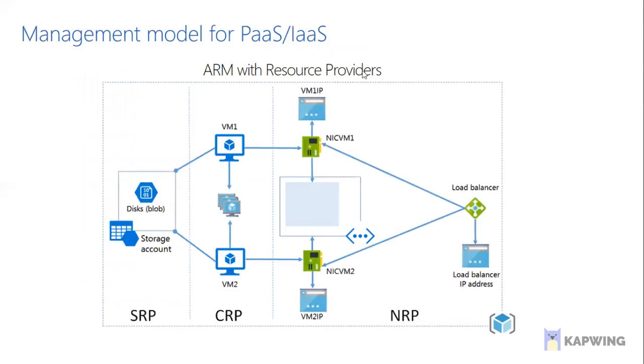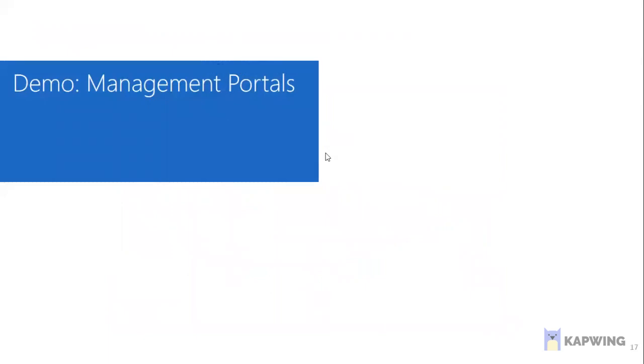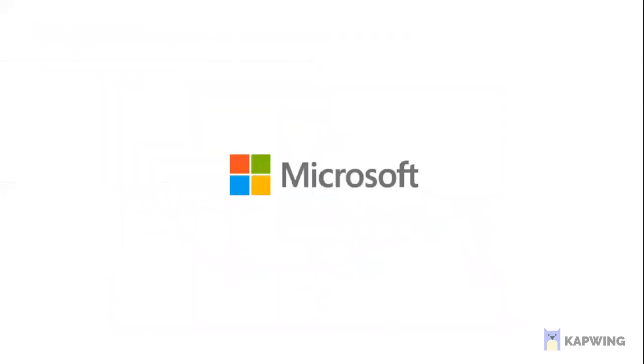So this is the ARM, the Azure Resource Manager resource provider. Here is the storage account. We have the disks. Then these are the virtual machines, virtual machine 1 and virtual machine 2. Then we have the network interface card for virtual machine 1 and virtual machine 2. And here is your load balancer. So this is the ARM resource provider. Then we'll go for the demo of the management portal. This is the Microsoft portal in which we'll create the account in Azure.